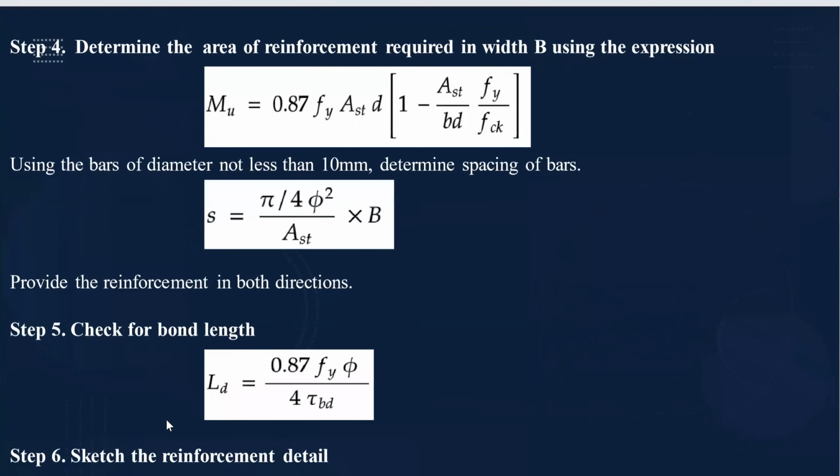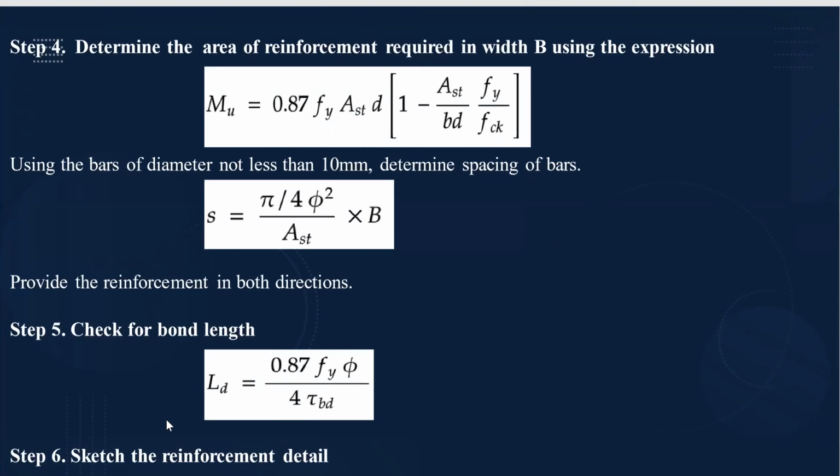Moving forward, the next step is to calculate the area of reinforcement required in width B using the expression Mu is equals to 0.87 Fy into AST into D into 1 minus AST upon BD into Fy upon FCK. Using bars of diameter not less than 10 mm, determine the spacing of the bars and provide the reinforcement in both the directions.